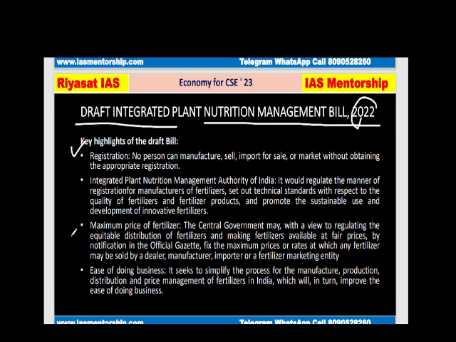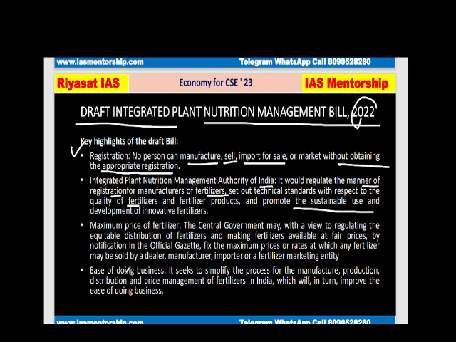Basically, in this bill, it has been said that no person can manufacture, sell, import for sale or market without obtaining the appropriate registration. Clear? Basically, if you want to sell, import or do anything, first you need to take the permission or registration. Integrated Plant Nutrition Management Authority of India. Basically, this has been given the duty, and this will regulate the manner of registration for manufacture of fertilizer. It will also come out with various standards on how the quality of the fertilizer product should be, and promote sustainable use.